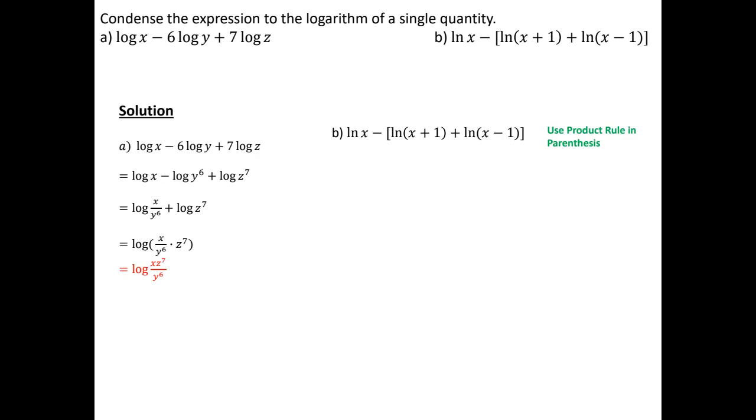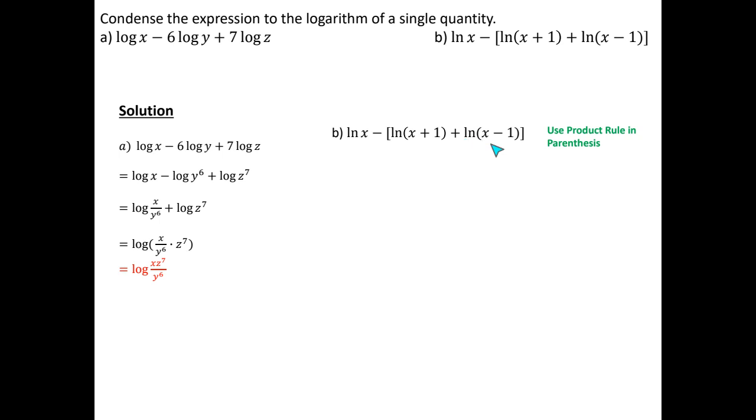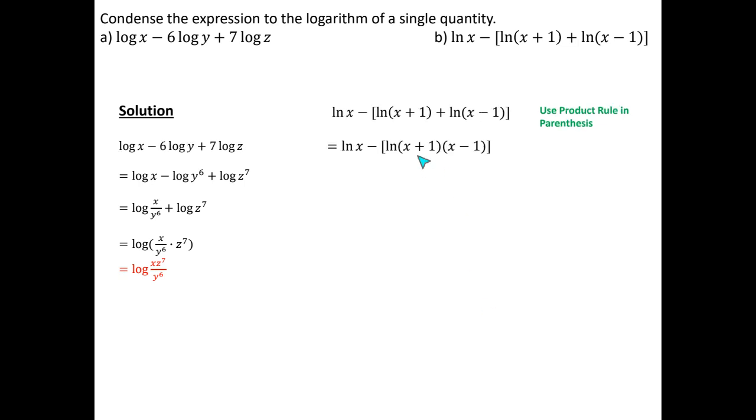If you look at letter B, I do have some brackets here, which serve as parentheses. So what this means is that they want us to work out whatever's in these brackets first. So if I have natural log of x plus 1 plus natural log of x minus 1, then addition means that I'm going to use the product rule. And so from addition, it becomes multiplication. So I have natural log of x plus 1 times x minus 1. Now I have natural log of x minus this here. So if I have subtraction, then I'm going to use the quotient rule.